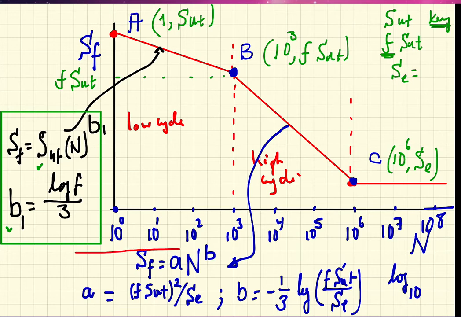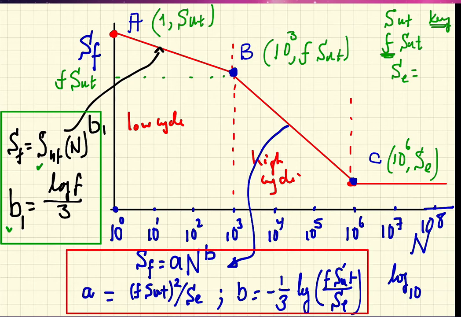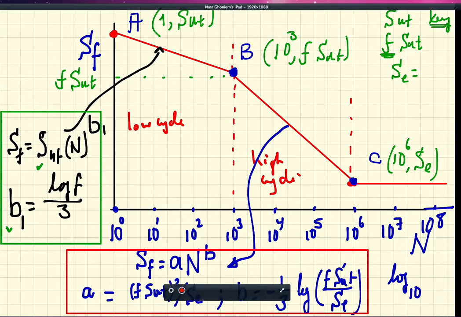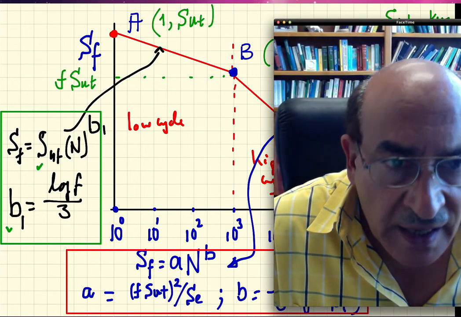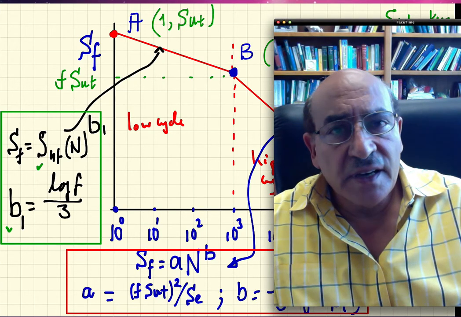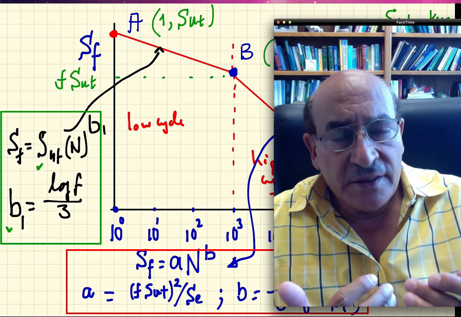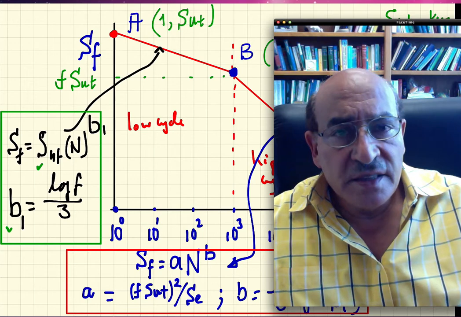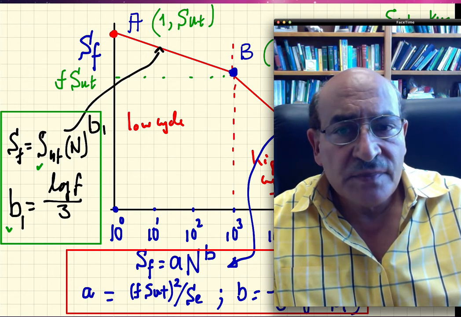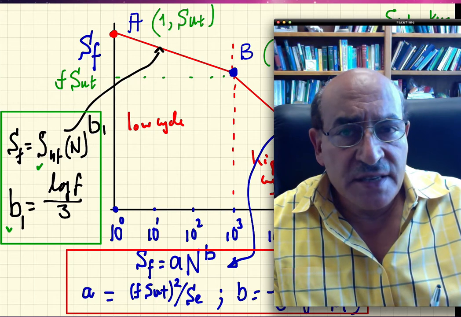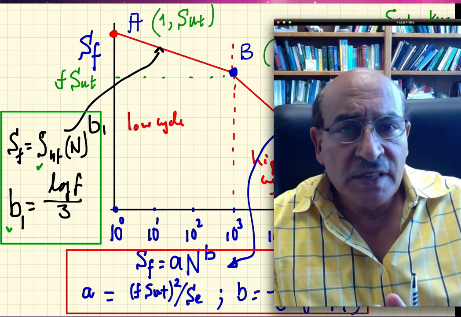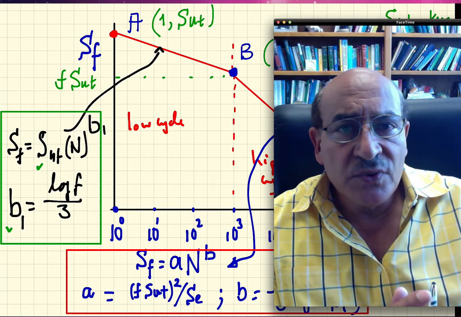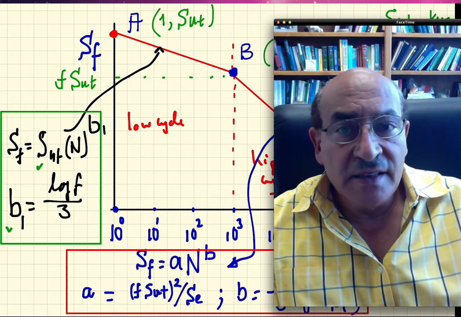And therefore, I now have a complete correlation that describes the relationship between S and N, which allows me to compute the number of cycles to failure. And as we know, above a million cycles, if the S is below S endurance, then we essentially have an infinite life. So this is basically the summary of how you can determine the equations for the relationship between S and N and use it in actual design.